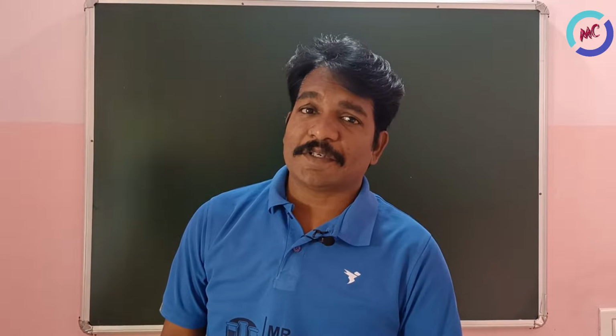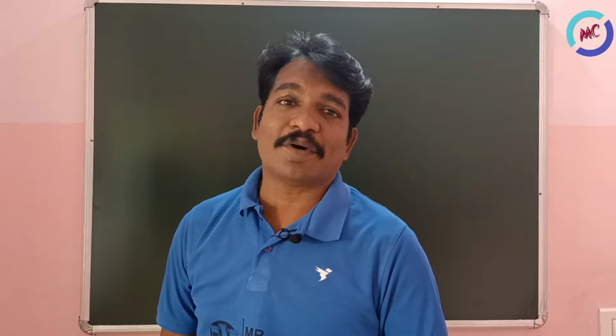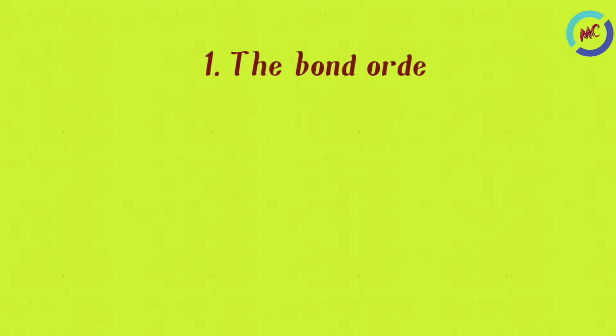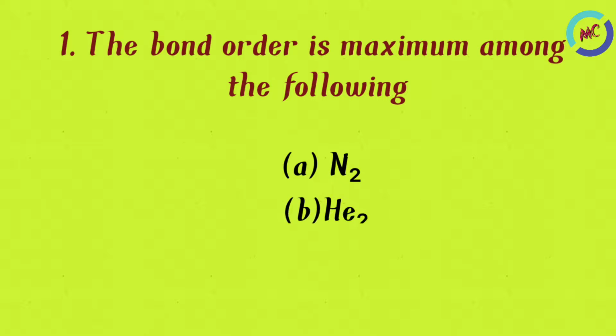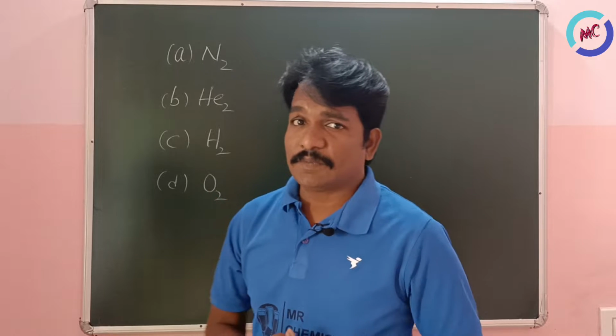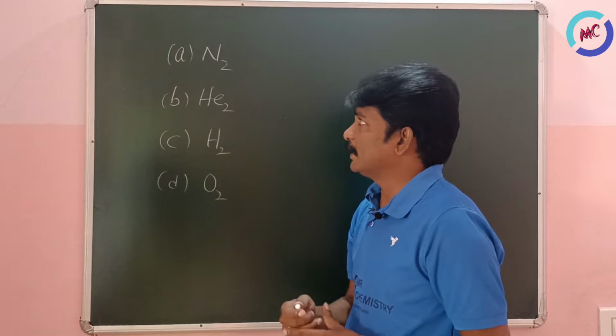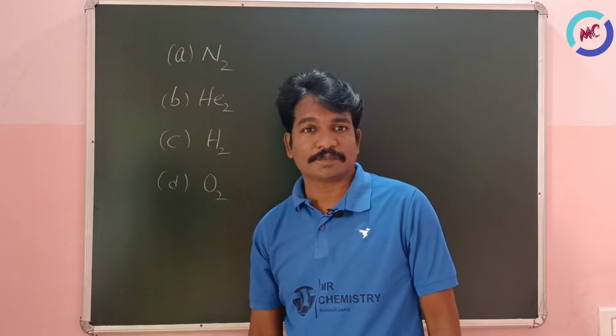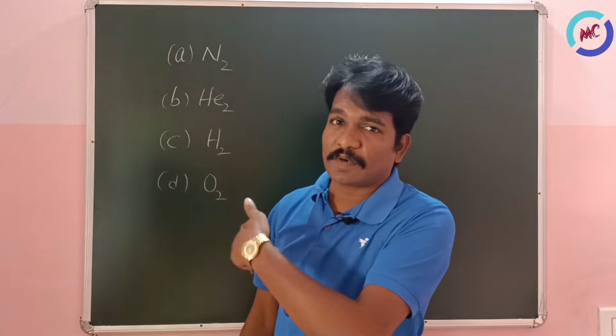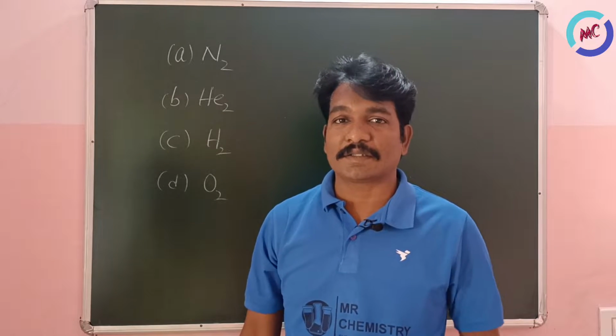Let us start with the first question, which is on bond order. The bond order is maximum among the following. Option A, N2, option B, He2, option C, H2, option D, O2. See here, they have given 4 different options, and they are asking which of the following has maximum bond order.